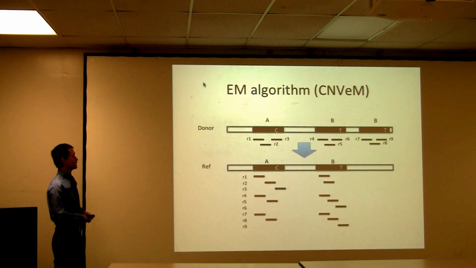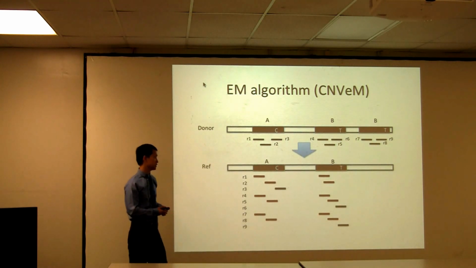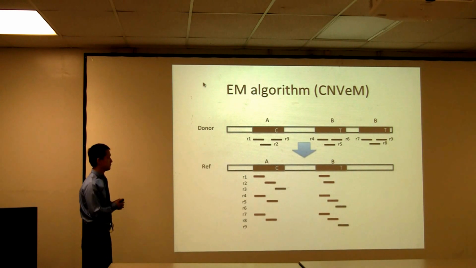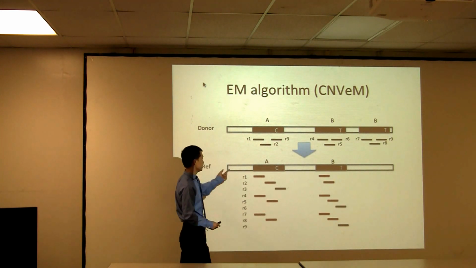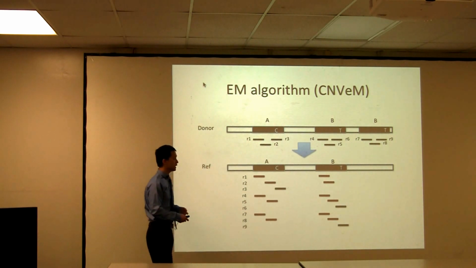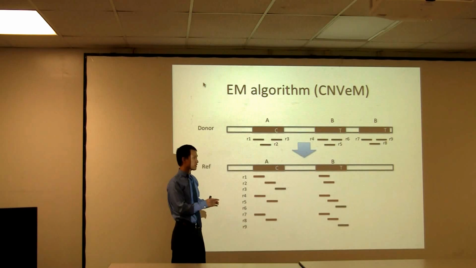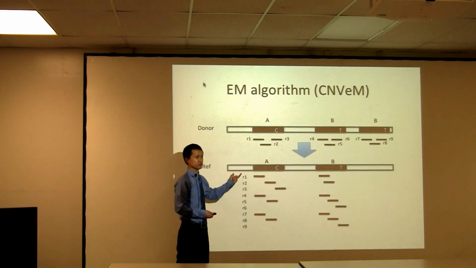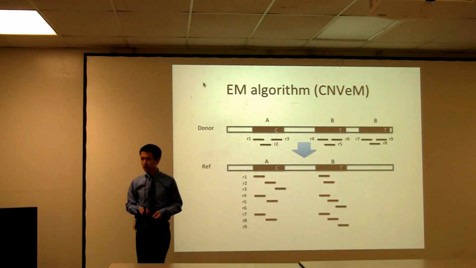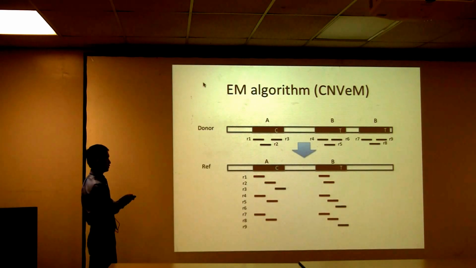So I proposed an EM algorithm, which is called the CNVeM, to handle this challenging case. In my method, I first get an initial guess of the copy number for each position in the reference genome. And then for those multiple mapping reads, I assign the read to one of the mapping positions according to the current guess of the copy number.